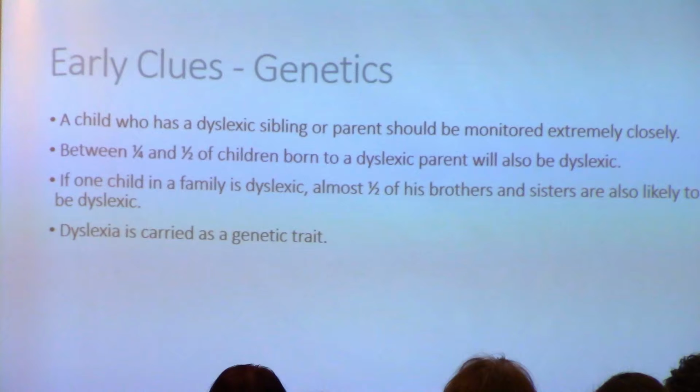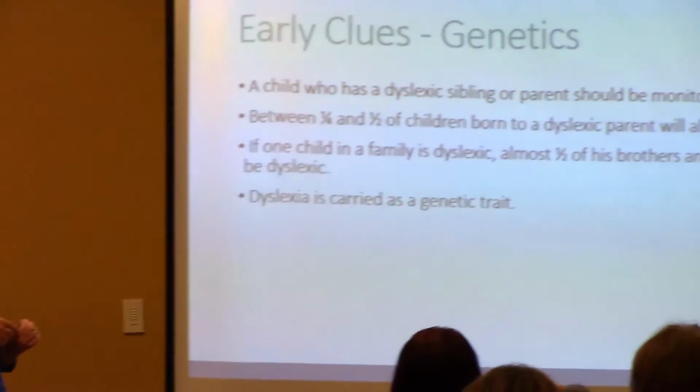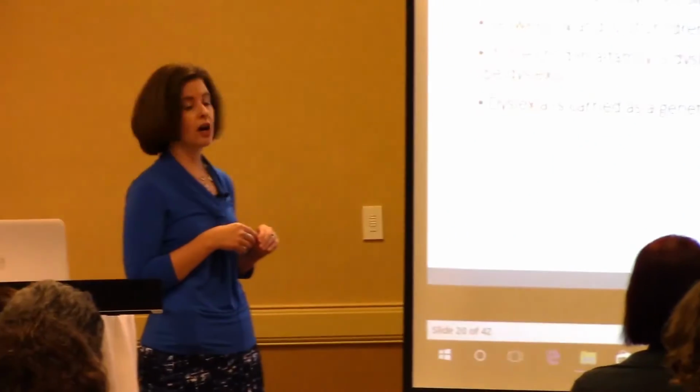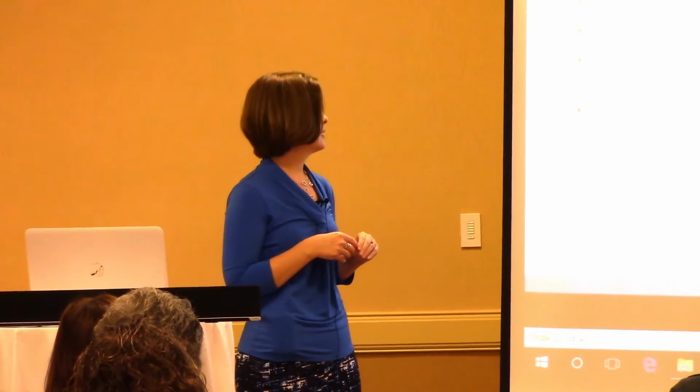Between 25% and 50% of children born to a dyslexic parent will also be dyslexic. Okay, so that's an indicator. If one child in a family is dyslexic, almost 1/2 of his brothers and sisters are also likely to be dyslexic. Dyslexia is carried as a genetic trait. It's not a guaranteed thing that if your mom or dad has dyslexia that you'll have dyslexia, but it's something that we as teachers, trained professionals, are going to be alert to and pay attention to. Okay, so those are some early signs and early clues.